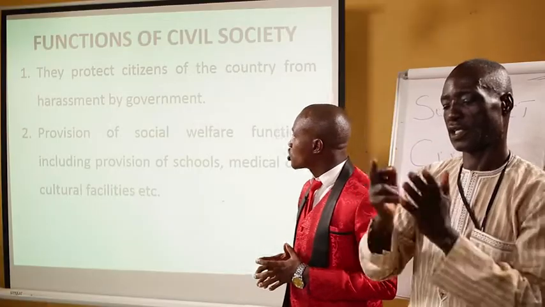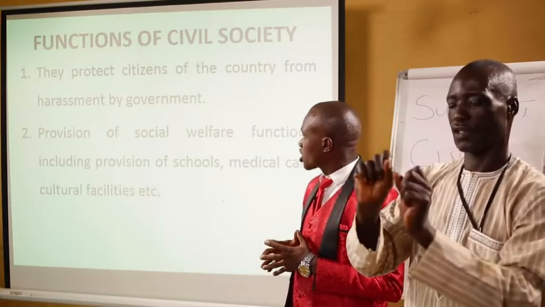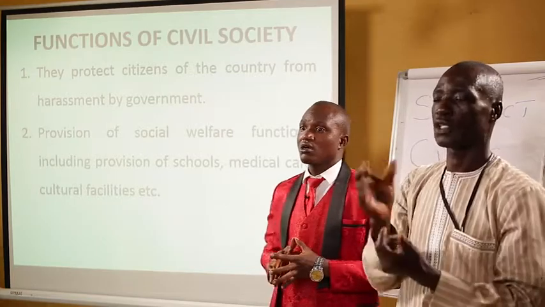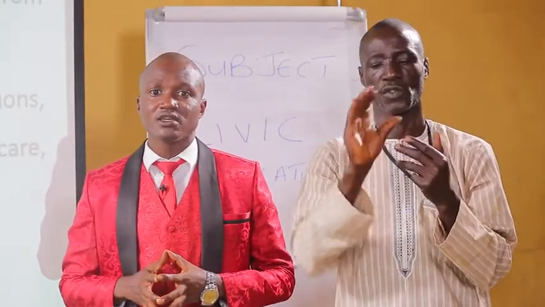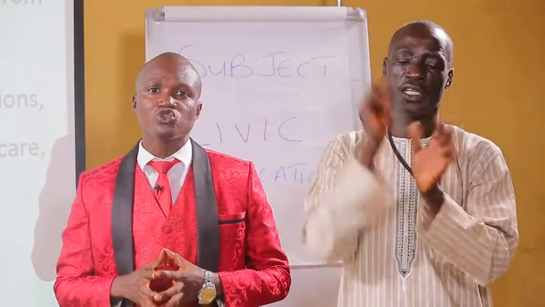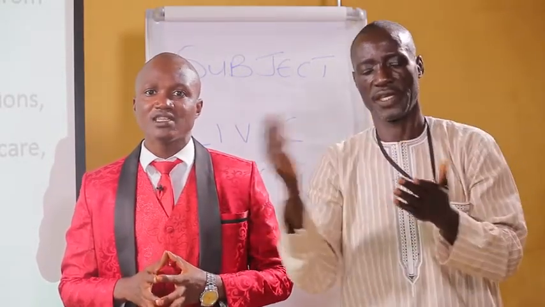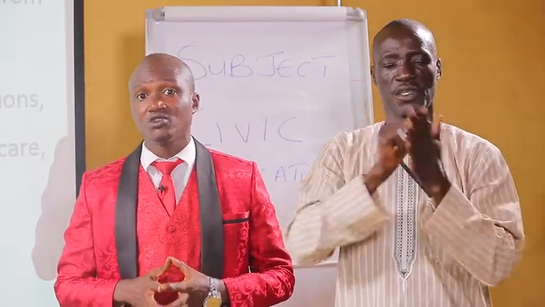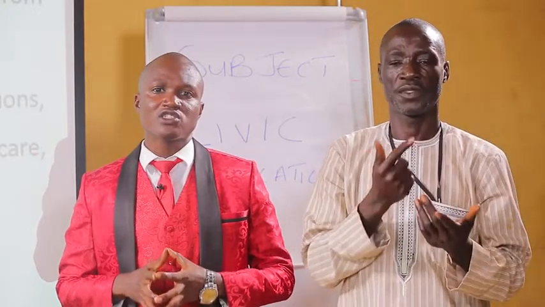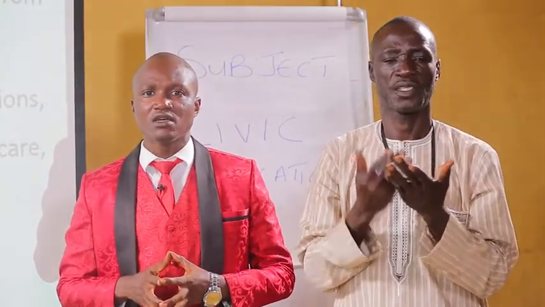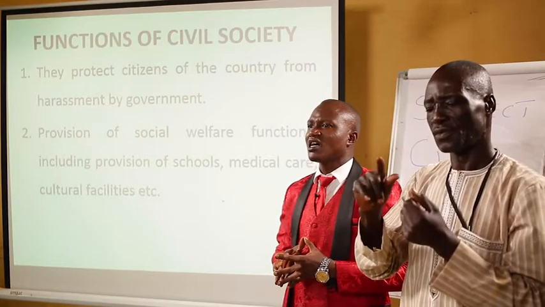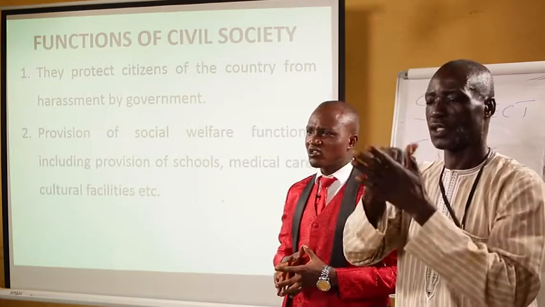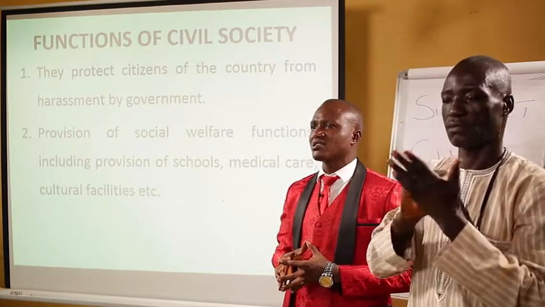Number 2, provision of social welfare functions, including provision of schools, medical care, cultural facilities, etc. We have seen civil societies that have intervened in providing social and basic amenities to communities that are lacking these amenities. For example, there are communities that don't have healthcare centers or hospitals. And so we have seen civil society organizations intervene because there have been issues of pregnant women dying in the course of giving birth, and so the need to establish a healthcare facility arose.